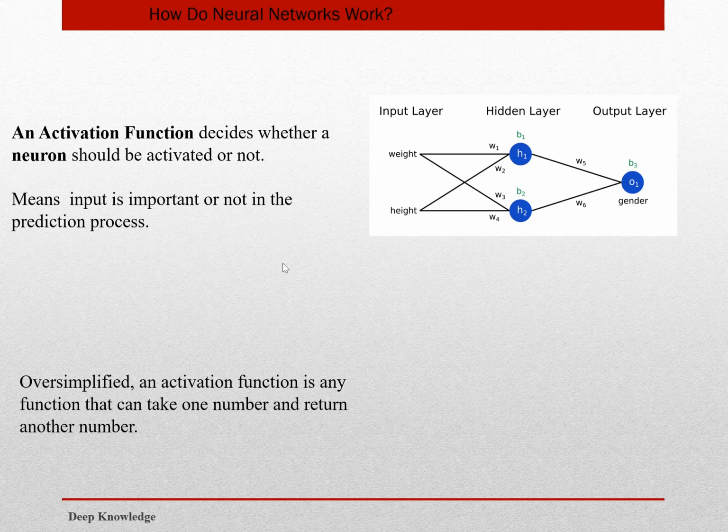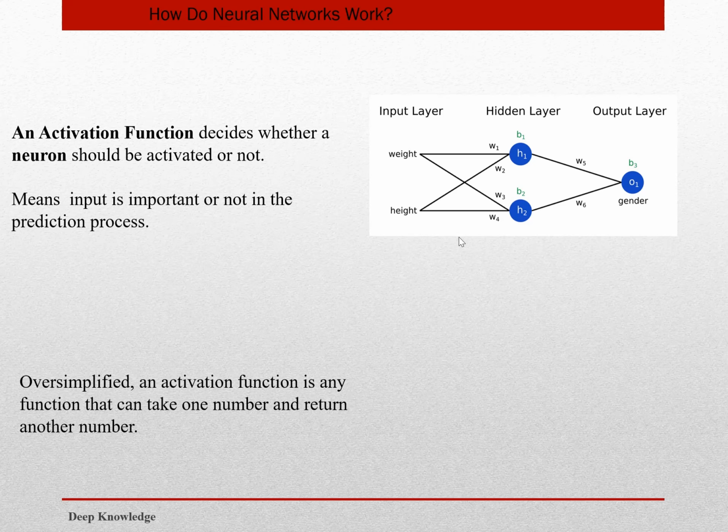An activation function decides whether this neuron has to be activated or not. So it means we will study whether this input is important to the next neuron or not. This is the main functionality of activation functions. Sometimes, if you have a network, one or many neurons will be non-activated, maybe zero. So it means it's not important for the prediction.